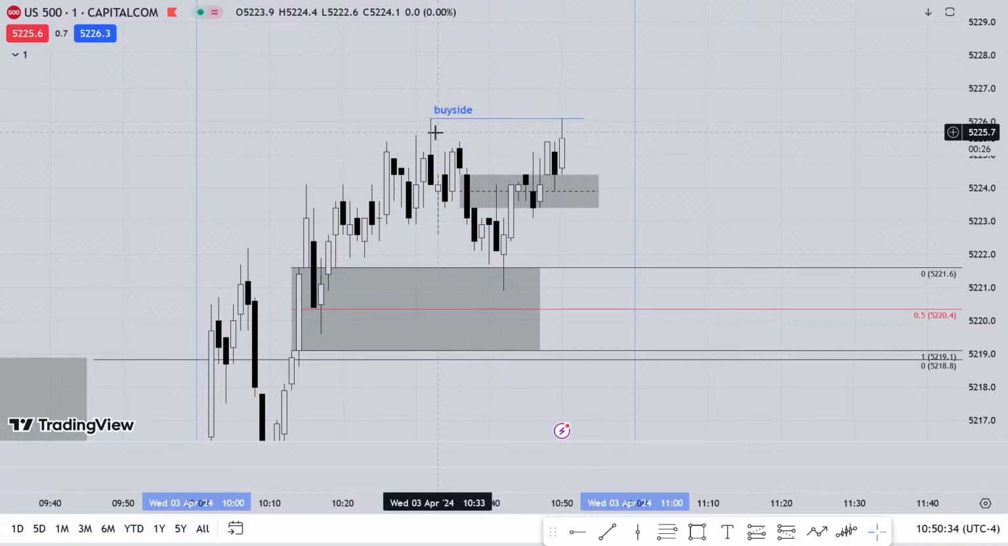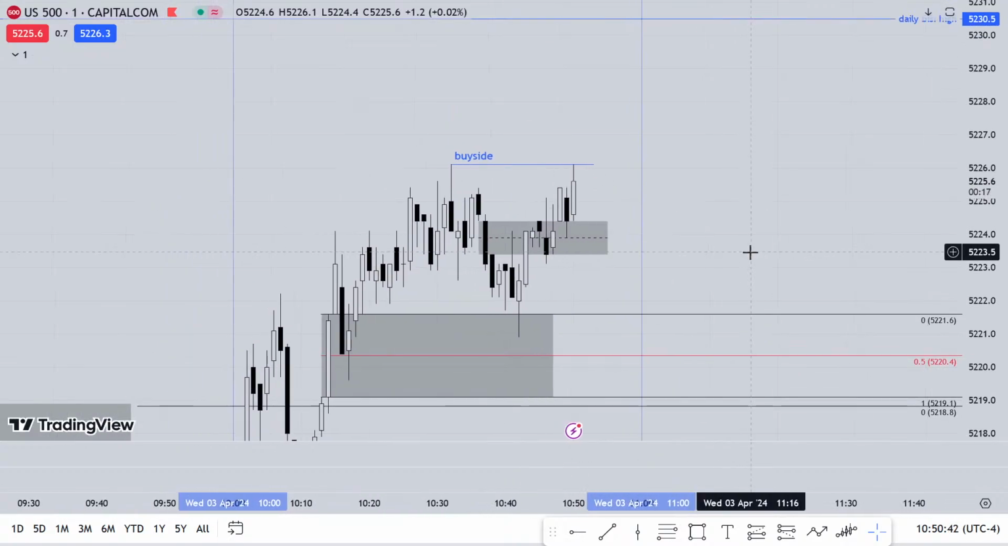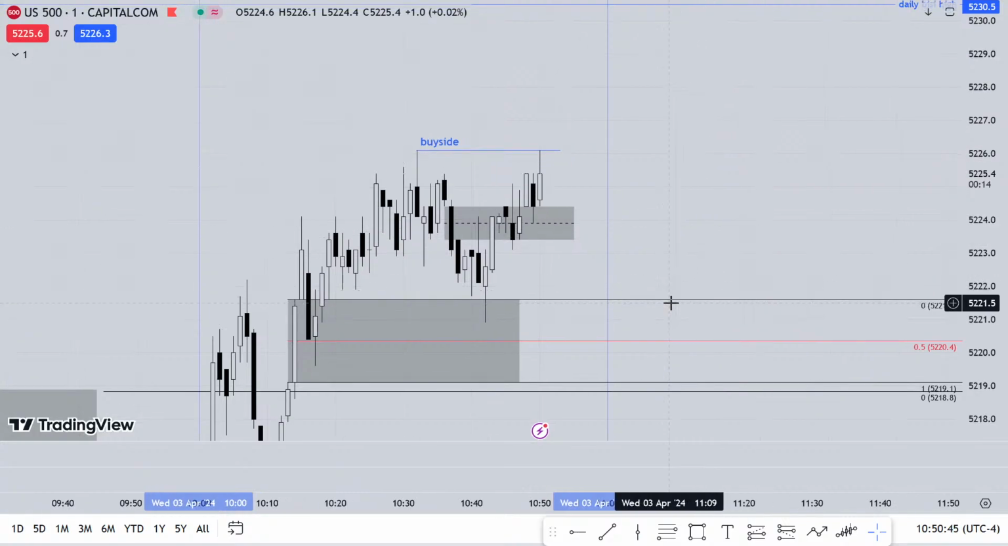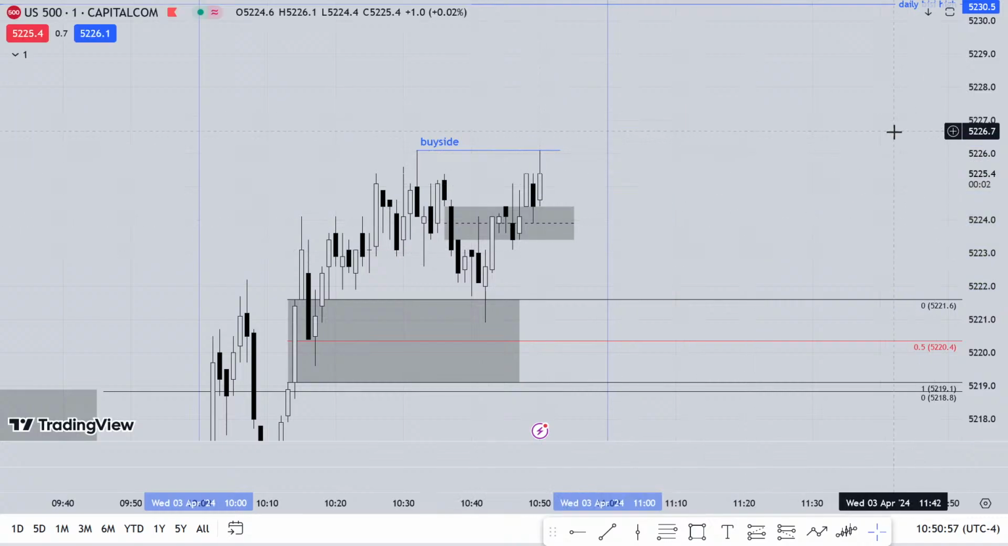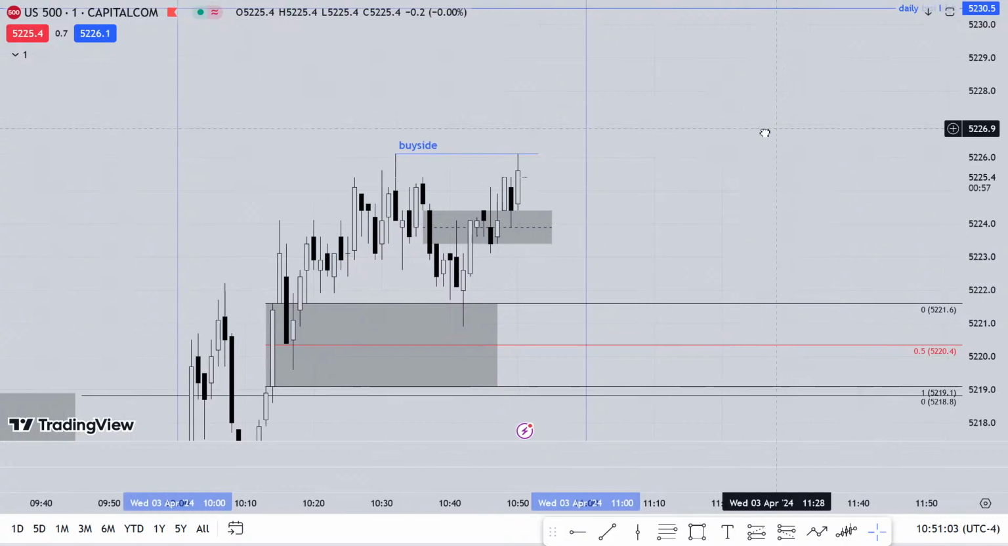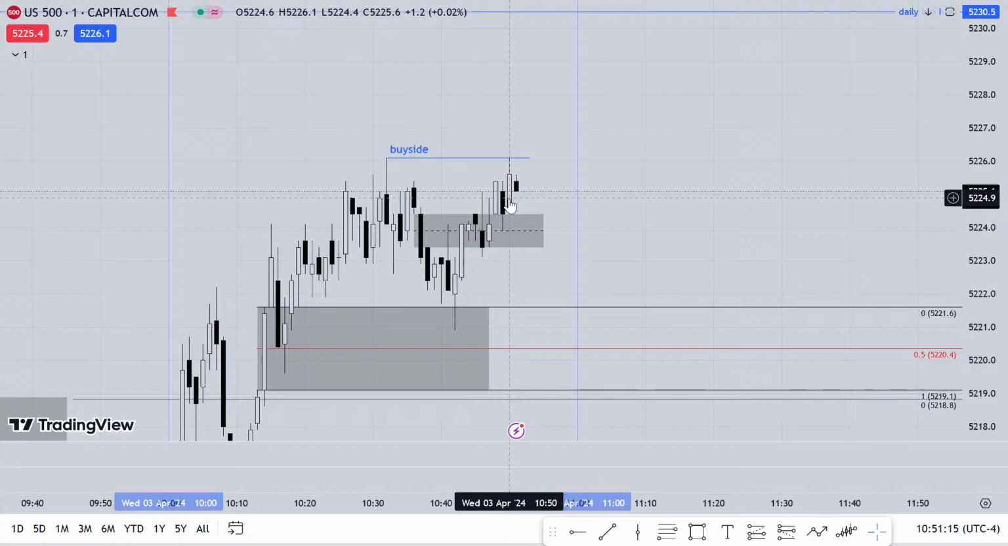So this has been inverted and price moved higher from this inversion fair value gap here. From year to year, we got just 4.5 handles. The IA is 5226.1 and here is 5226.1, so it's relative equal highs.